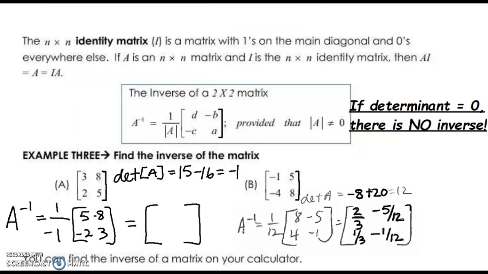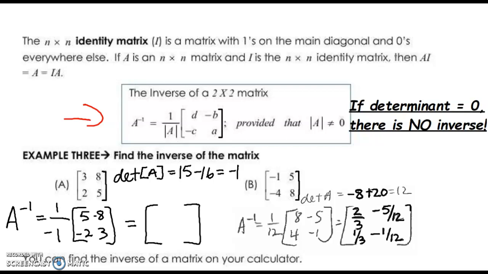The n by n identity matrix I is a matrix with ones on the main diagonal and zeros everywhere else. If A is an n by n matrix and I is the n by n identity matrix, then AI equals A equals IA. It's commutative. So let's take a look at the inverse. There's a formula for this, and again, you're going to be using your calculator, but you need to see it by hand.